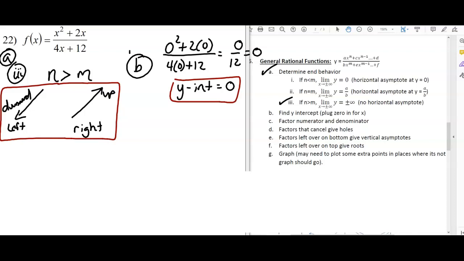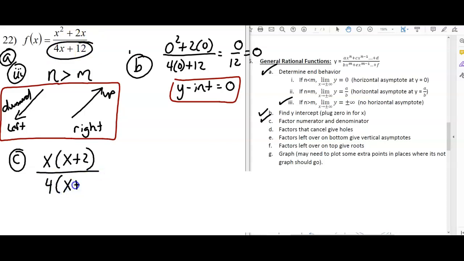Step C is to factor the numerator and denominator. So if I factor that numerator up there, I'm going to just use GCF on that. I get that. If I factor the bottom, that's also just a GCF. I get this. Step D, factors that cancel give us wholes. Well, there's no factors that cancel here, so that does not apply.